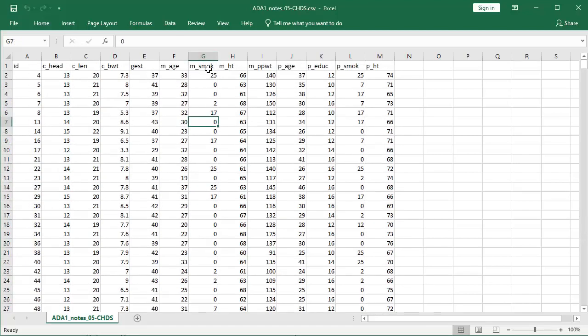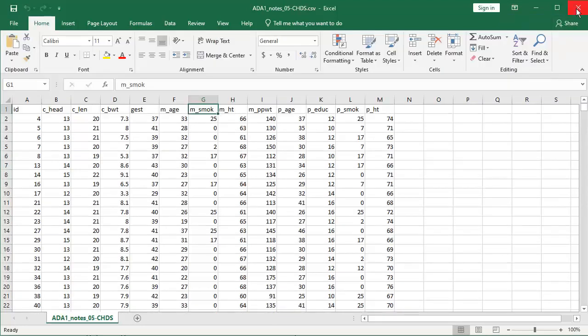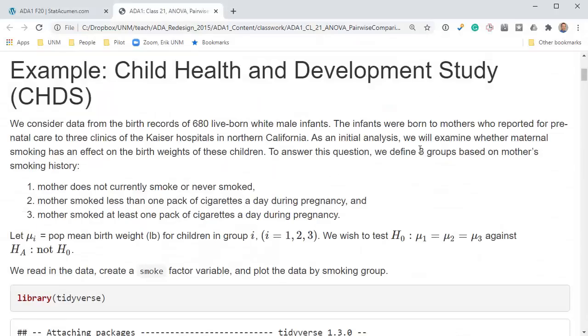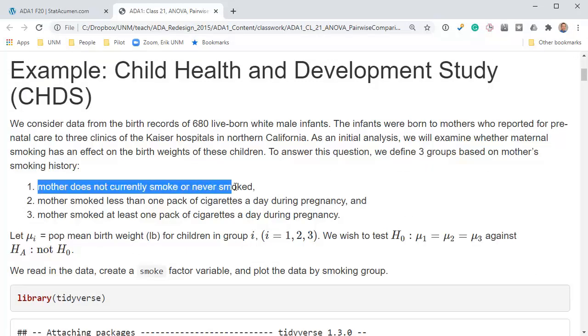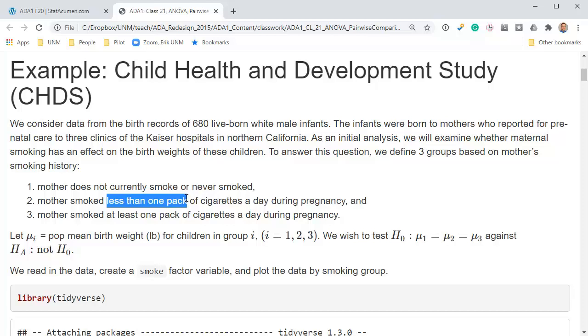All right, and we're going to use that variable and partition it into a few groups. In particular, those 3 groups are going to be that the mother doesn't smoke or maybe has never smoked. I guess it would be enough to say that the mother currently does not smoke. Then there's the mother smokes less than 1 pack of cigarettes per day during pregnancy. And then the third group is that the mother smoked at least 1 pack. So a pack of cigarettes is 20 cigarettes. And so we're going to create this 3 level factor variable from the numeric variable.